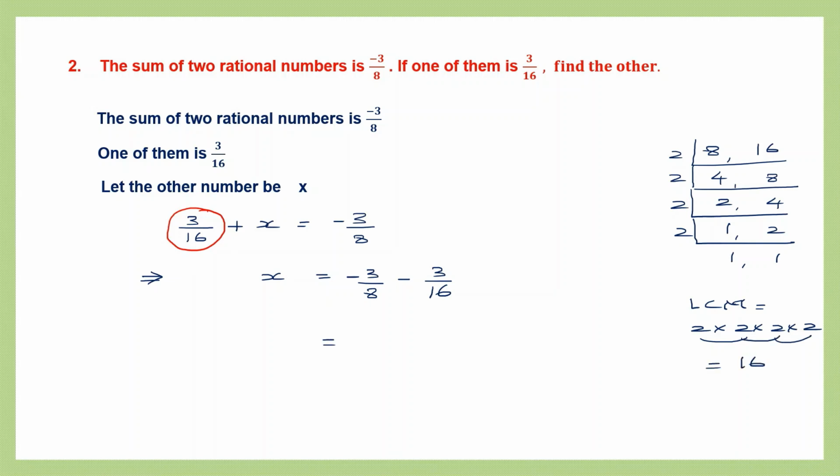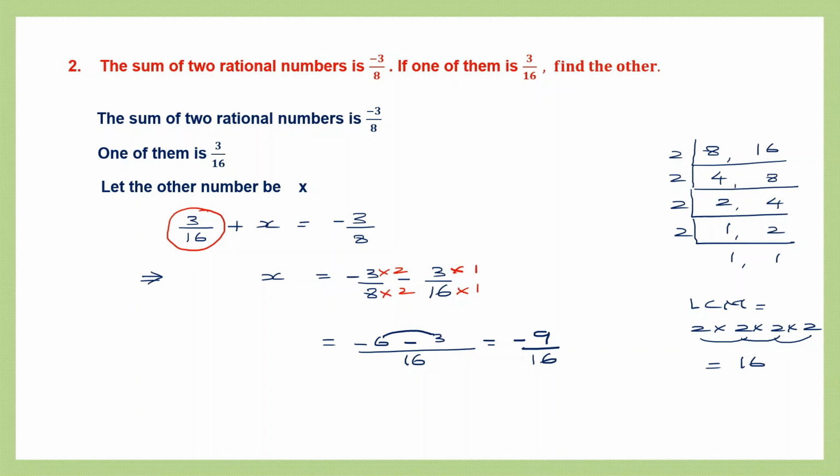So now here we're going to use 16 as a common denominator, and let's get the new numerators. 8 2s are 16, so minus 3 into 2 will give us minus 6. Minus, now 16 into 1 is 16, so 3 into 1 is 3. So this is minus 6 minus 3. Minus 6 minus 3, signs are the same. Put the same sign and add 6 plus 3. 6 plus 3 is 9. So that is minus 9 by 16.